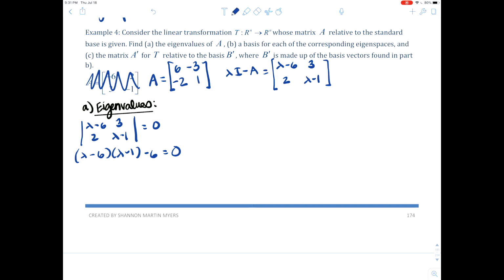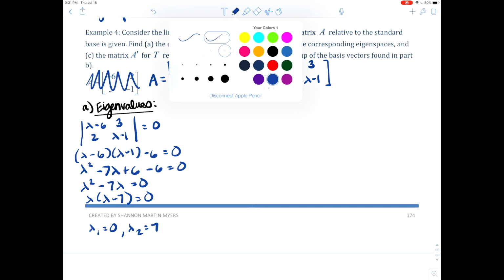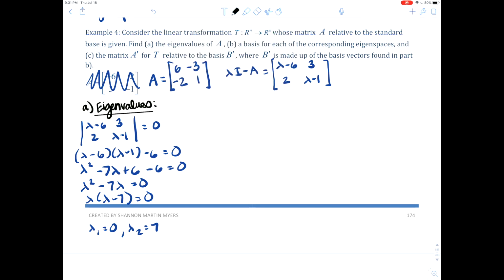So let's see, what do we get here? Lambda squared minus 7 lambda plus 6 minus 6 is 0. And so this simplifies to be lambda squared minus 7 lambda is equal to 0. And then factoring, we will have lambda times lambda minus 7 is 0. So lambda 1 is 0 and lambda 2 is 7. Good so far? Very good. So that is going to be the result for part A.